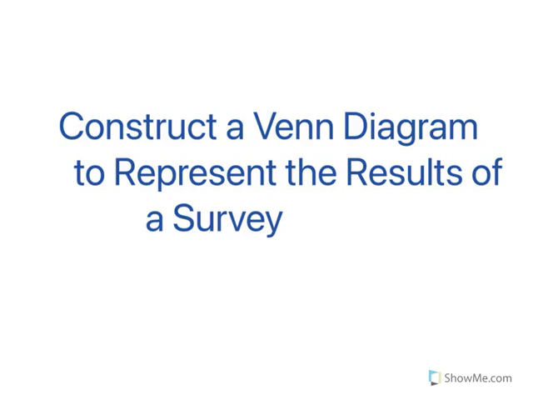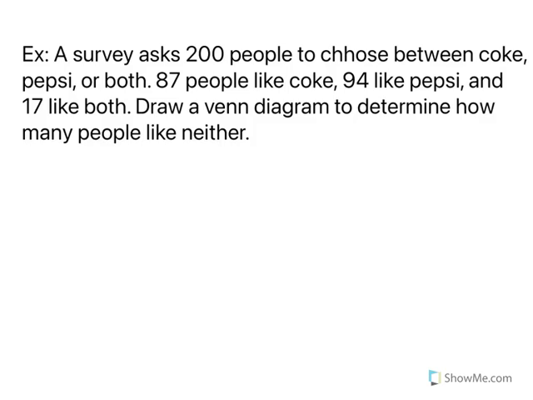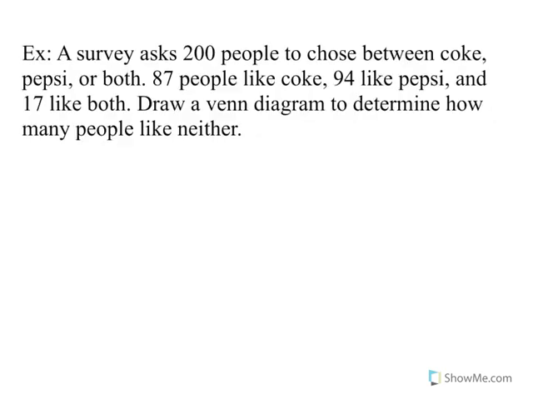Construct a Venn diagram to represent the results of a survey. A survey asks 200 people to choose between Coke, Pepsi, or both. 87 people like Coke, 94 like Pepsi, and 17 like both. Draw a Venn diagram to determine how many people like neither.